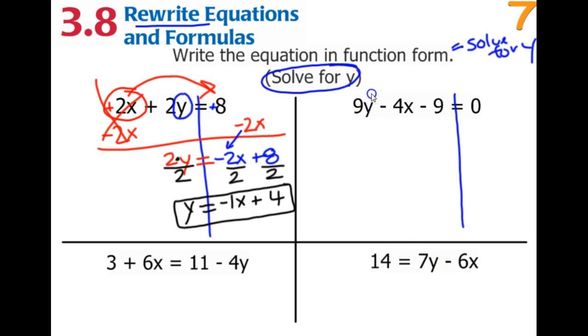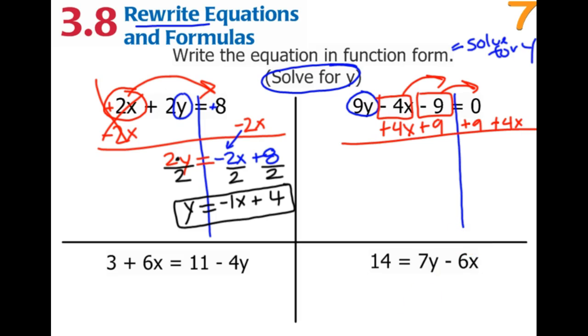Alright, so let's solve this one. We need to leave the y's here for now. We need to move the x's and our numbers over to the other side. It doesn't matter which one you do first. If you want to do them at the same time, add 9 and add 4x, you can. Those eliminate and those eliminate because we're moving them over to the other side. Write your x's first. We have 4x. And 0 plus 9 is 9.